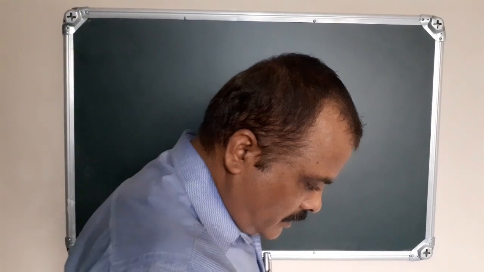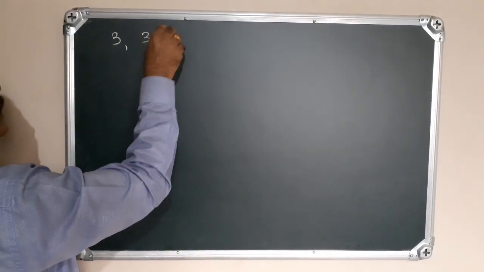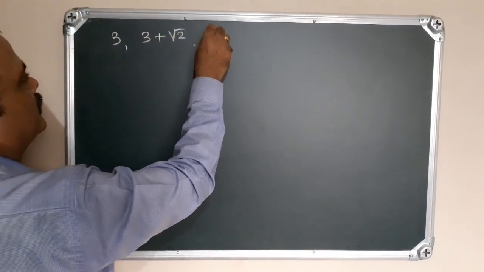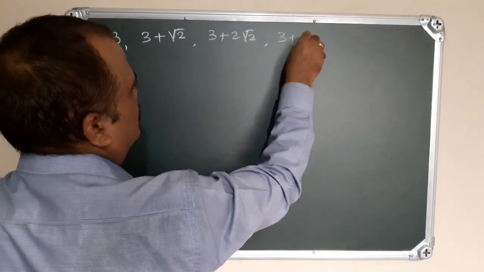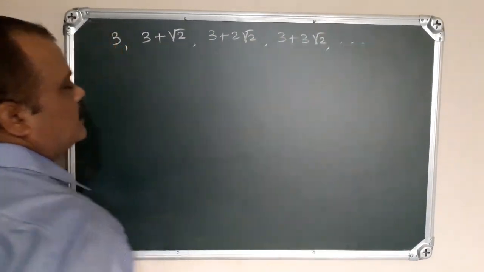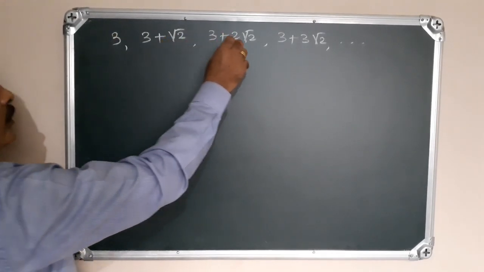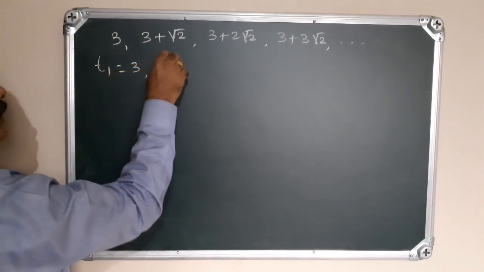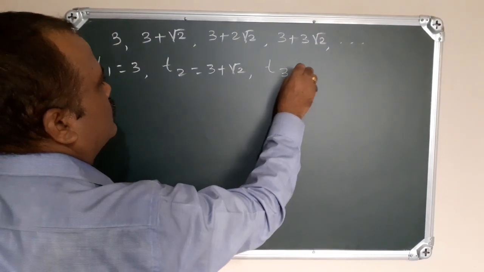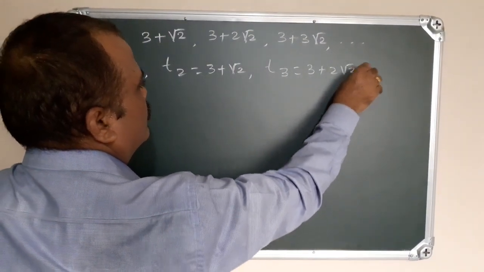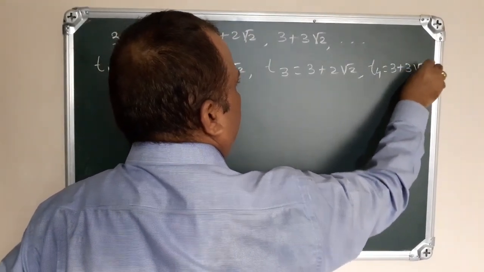See here, the first term is 3, the other terms are 3 plus root 2, 3 plus 2 root 2, and 3 plus 3 root 2, and so on. This is a sequence. So the value of T1 is this, then T2, T3. So T1 is equal to 3, T2 is equal to 3 plus root 2, T3 is equal to 3 plus 2 root 2, and T4 is equal to 3 plus 3 root 2.